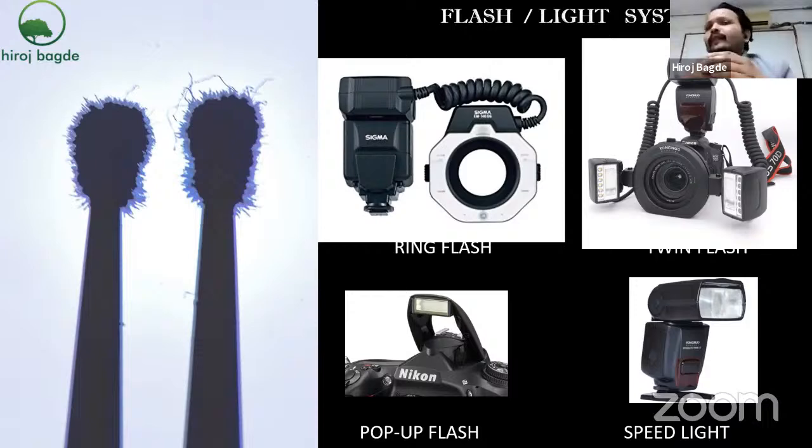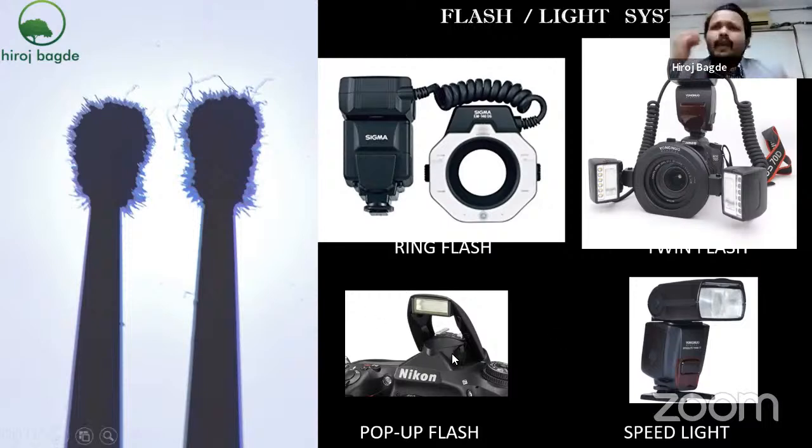Now, we have different light systems. One is called the light which is available with the lens or with the camera. This is called the pop-up flash. Can you see the third point? We have the detailing of the pop-up flash.